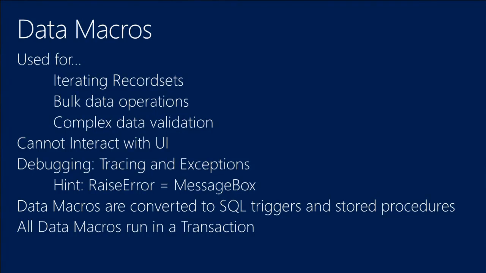Data macros are useful in a few different ways. You can do bulk data operations if you want to. You can do more complex data validation. You can iterate on records. You can do anything that you would want to check, usually around aggregating data or that kind of thing. These ones cannot interact with the UI; you'd want to use UI macros for that. Your options for debugging here are that you can actually view a tracing table, and I'll show that in a little bit. And then just a little hint here: raise error actually creates a message box, sort of like if you had created a message box with a UI macro.